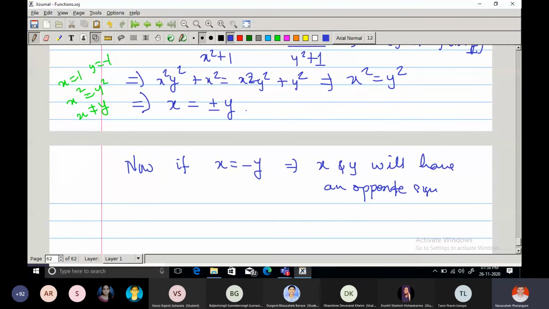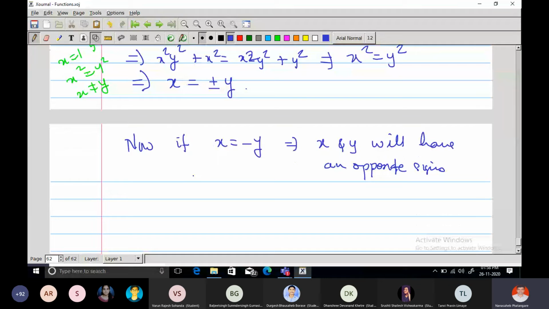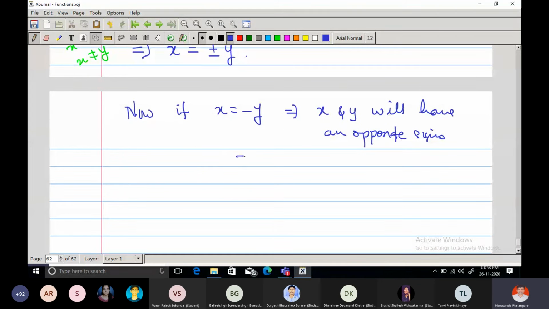Will have opposite signs, and therefore x upon square root of 1 plus x square and minus y upon square root of 1 plus y square. x and y will have opposite sign. x is equal to negative of y. That means if x is positive, then y is negative. Correct? Am I right? Or if x is negative, y is positive. Is it correct? Yes, sir.